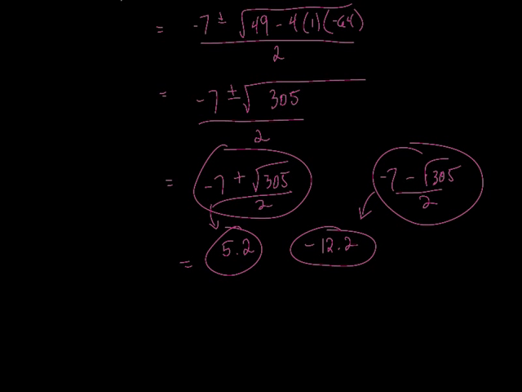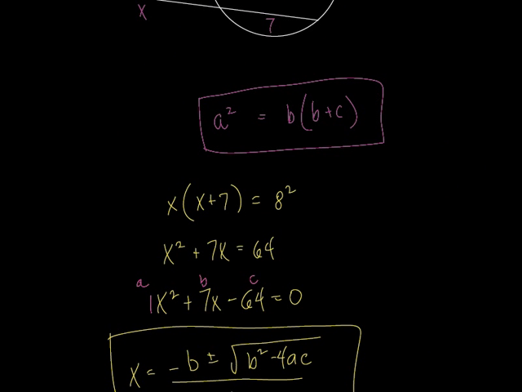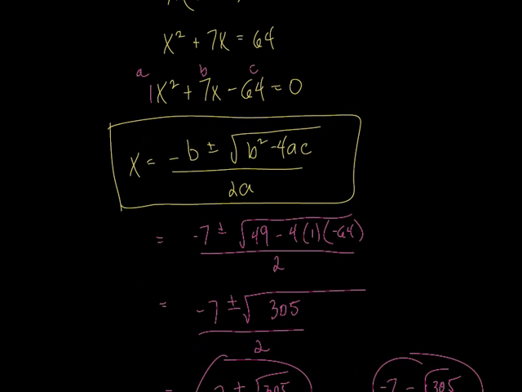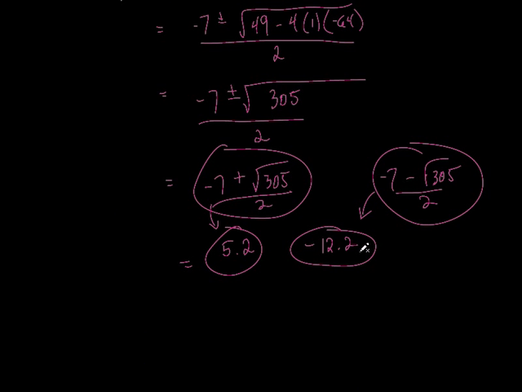But the problem is, you're trying to find the length of a segment, aren't you? Is there any way that you can get a negative length? No. So what you do is you just throw that out. Remember we said plus or minus? So we got to figure out which one. It's not going to be the minus. What's it going to be? It's going to be the plus. So it's going to be 5.2.